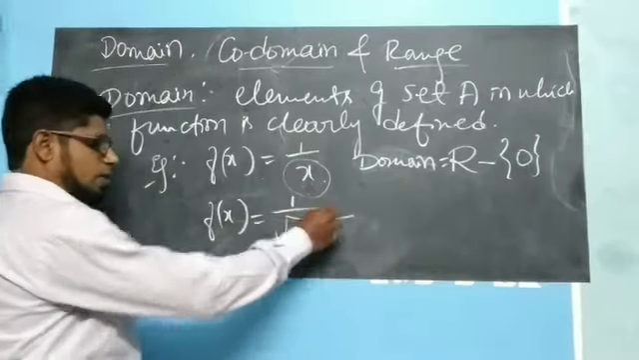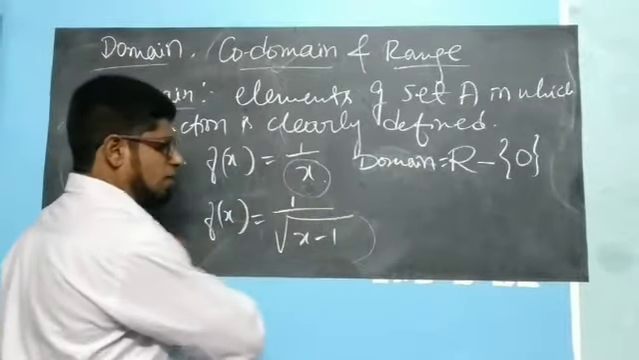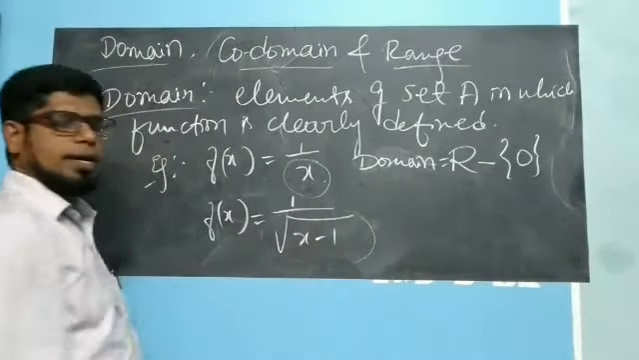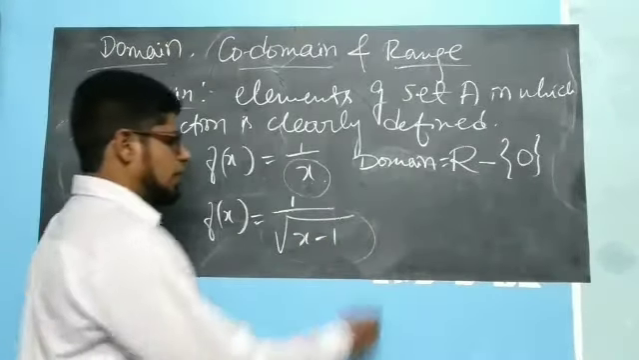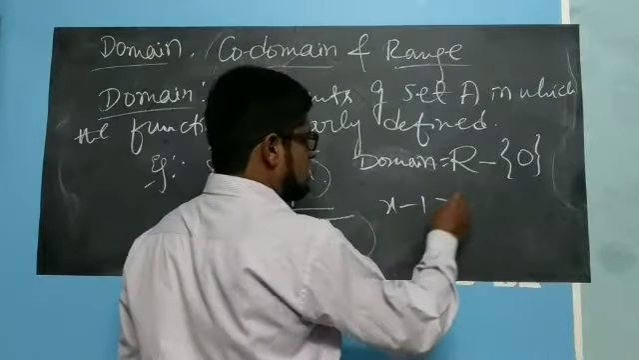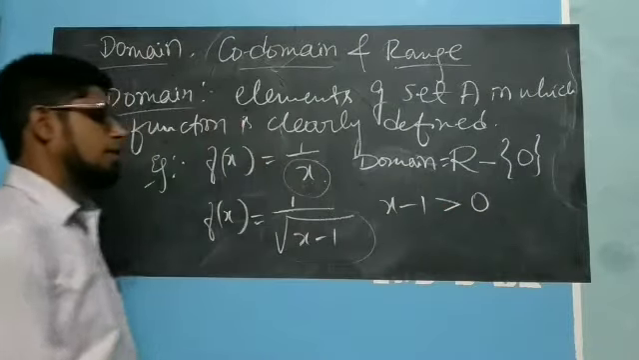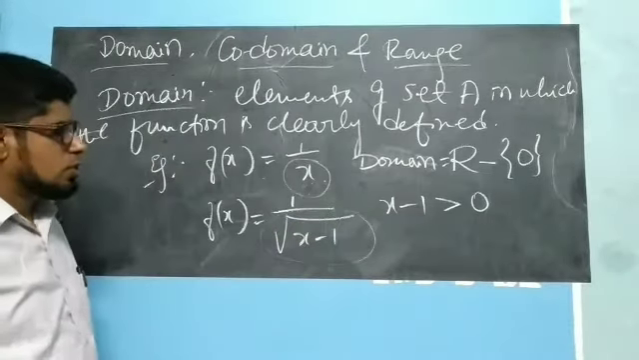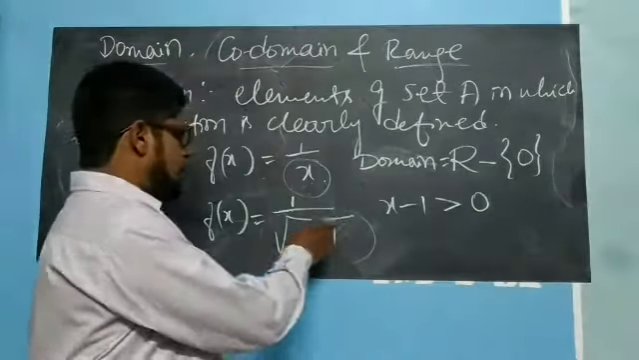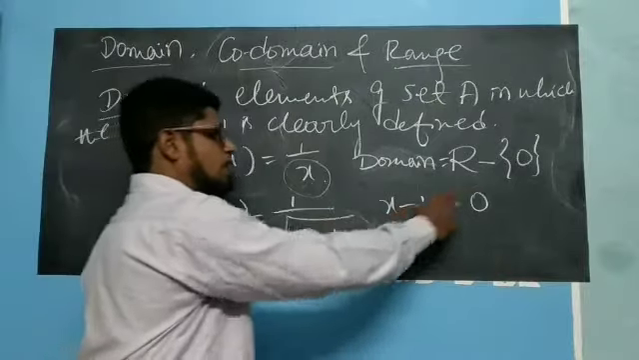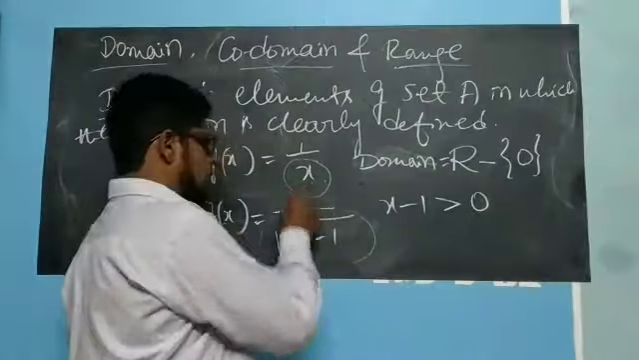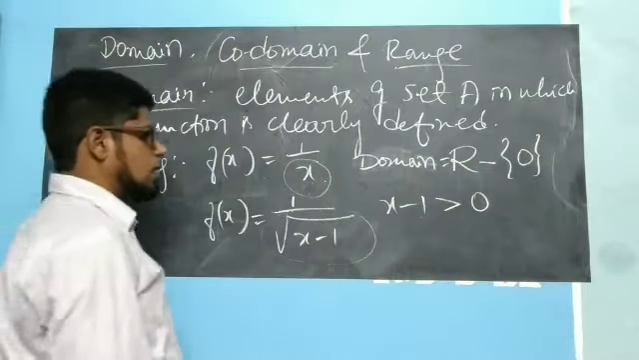In this case we have a root here, and we know that whatever comes under the root should be greater than 0. So here x minus 1 must be greater than 0, because if it comes less than 0 it becomes imaginary. So the quantity under the root will always be greater than or equal to 0 here if it is a reciprocal function.